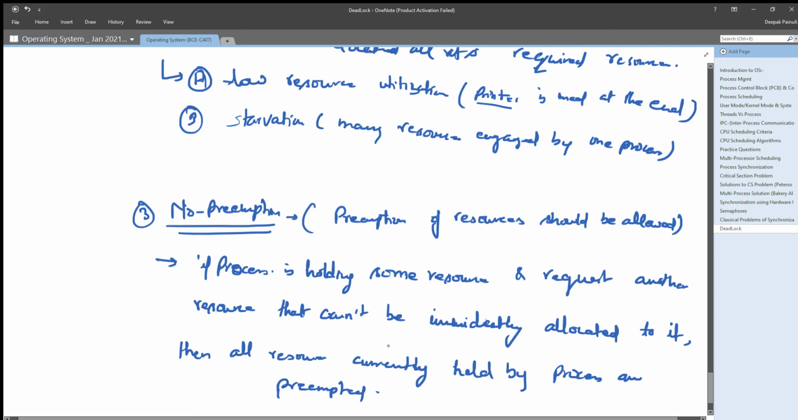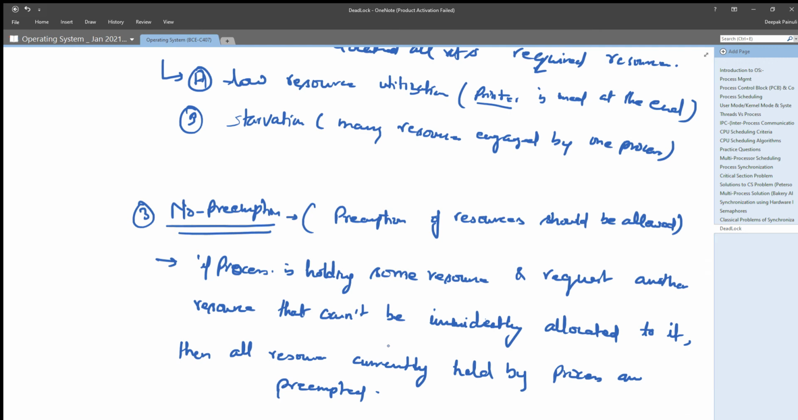That means if a process is holding some resources and it is demanding some other resources which are being held by other processes, or which cannot be granted at that point in time, then we will preempt that particular process's resources. What we are saying is that we are ensuring that until all the required resources of a process are available, that particular process cannot start execution of its task.